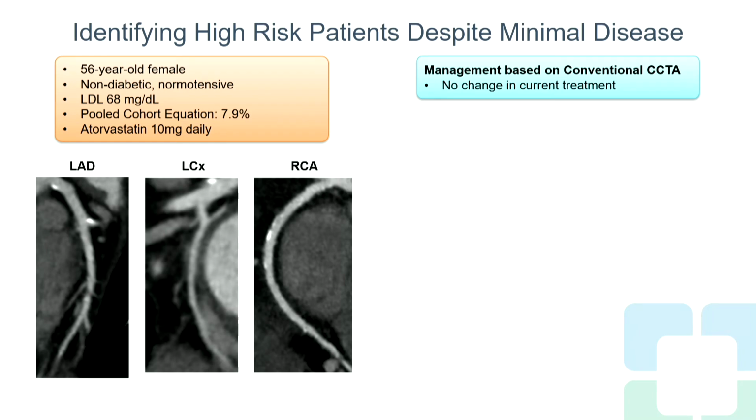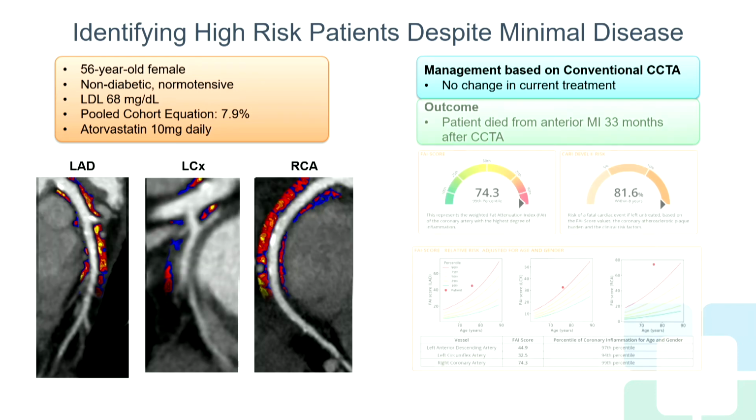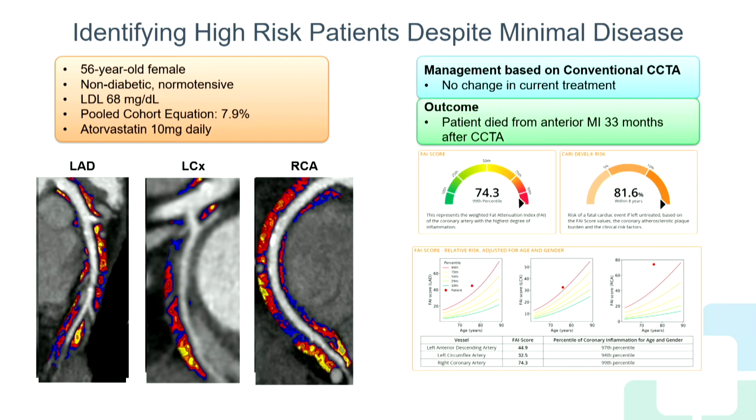High-risk patients despite minimal disease. So this is another scenario, a 56-year-old female, non-diabetic, cohort equation of 79%, atorvastatin 10 milligrams. So currently, looking at the current state of affairs, we would say no change in treatment. This person's score was 99th percentile and 81.6% risk within 8 years.